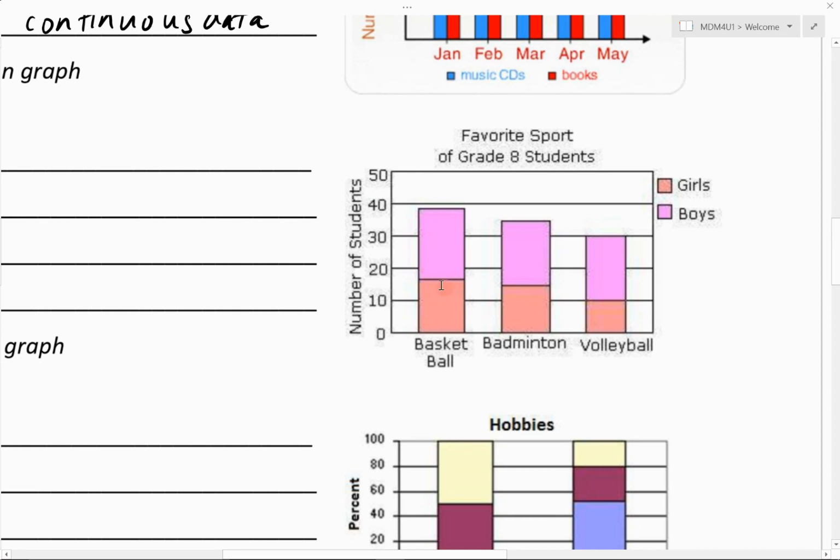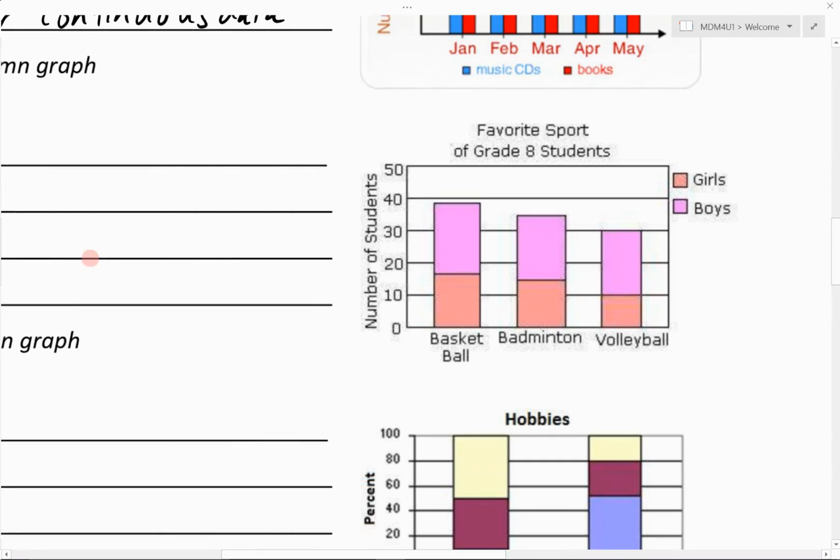But stacking also has some disadvantages. You can't exactly see the number of boys unless you carefully look at the numbers and subtract the difference. So there's a little bit more of a thinking process involved to get the exact number of boys. But you can clearly see by the color that one is still bigger than the other, so that's fine too. Especially here for volleyball, there's a clear difference.